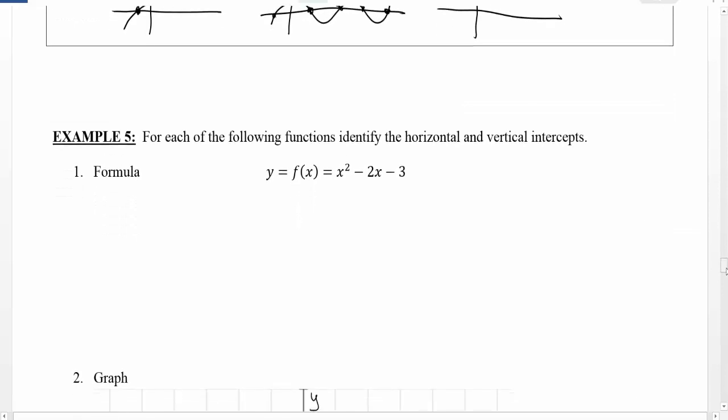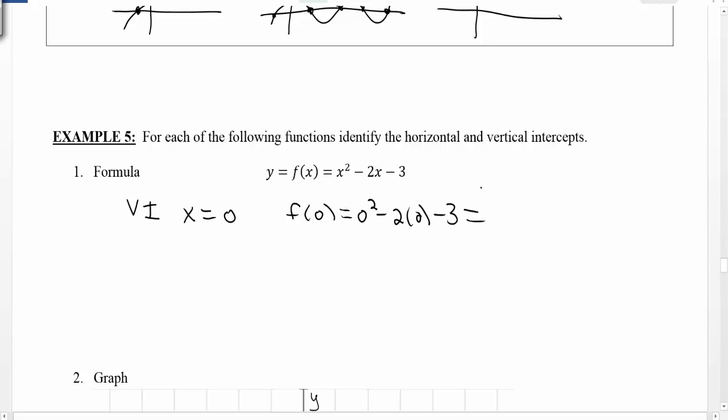So let's start with a function x squared minus 2x minus 3. When we have a formula, we can use the algebraic rules to help us find these intercepts. So remember, if we're looking for the vertical intercept, which I'm going to write down as vi, that happens when x equals 0. So if we take x equals 0 and we plug it into our function, let's see what we get. We have 0 squared minus 2 times 0 minus 3.